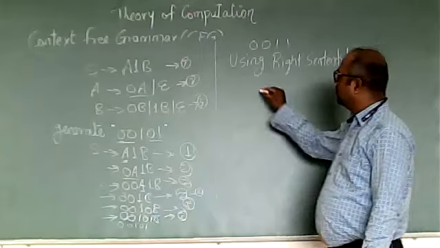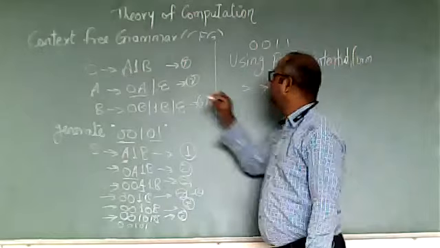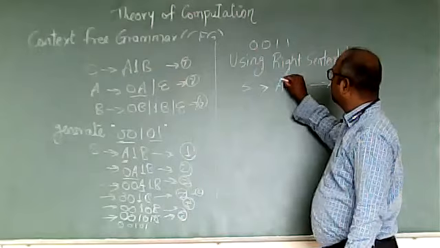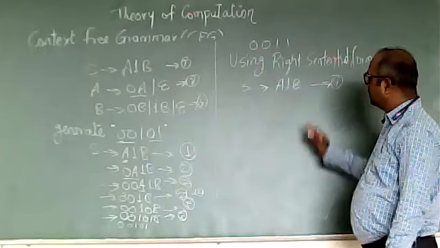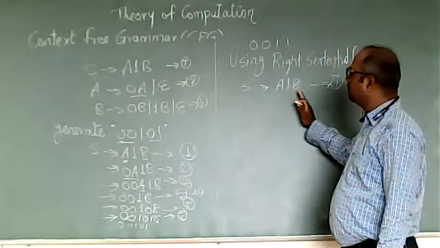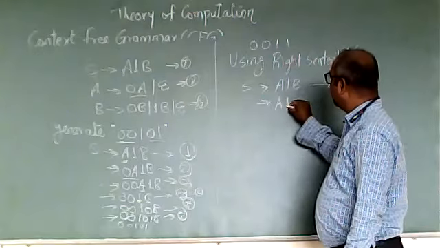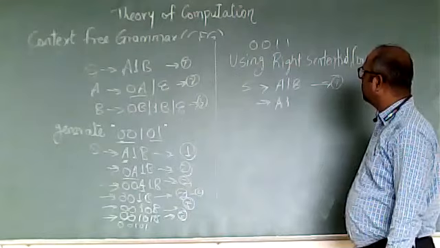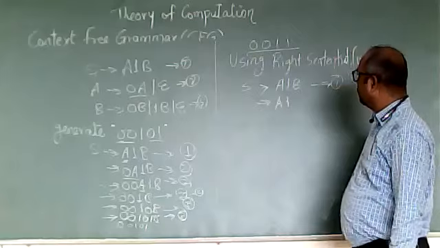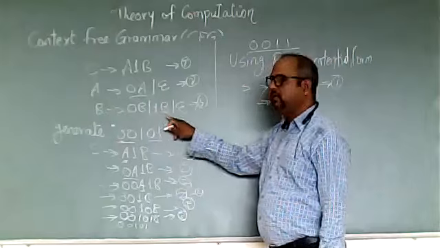Okay, so we start with S again. S has only one production, A1B. So we say S tends to A1B, using this first production. Now we have to start with the rightmost variable, because we have to use the right sentential form. So A1 will remain. Now B we want to replace, because we want to generate this string. I will replace this B with the production 1B.